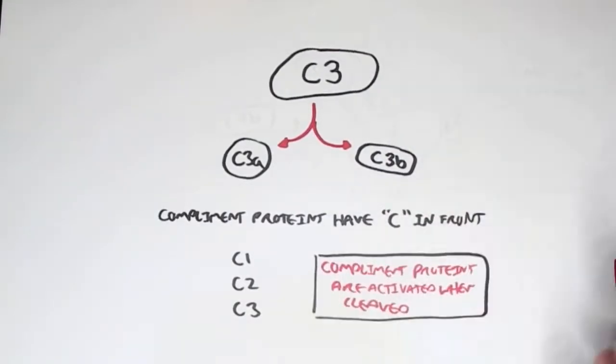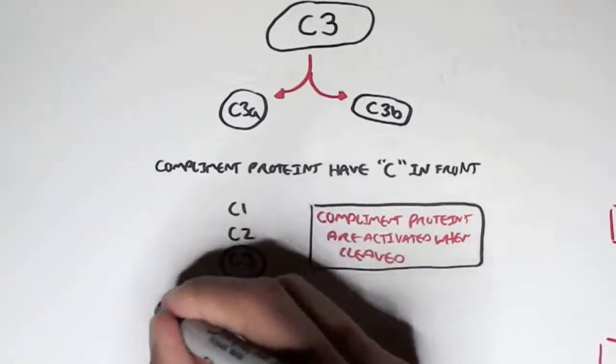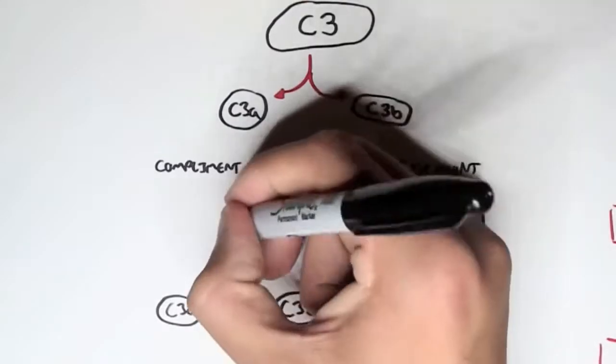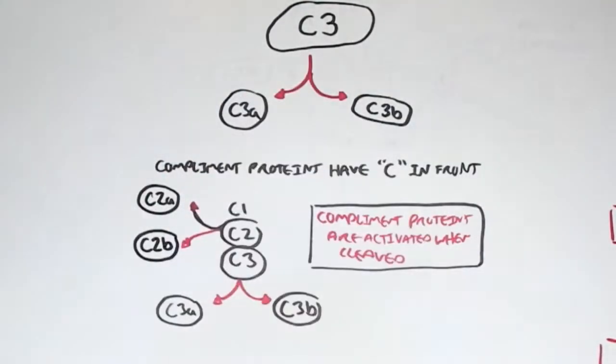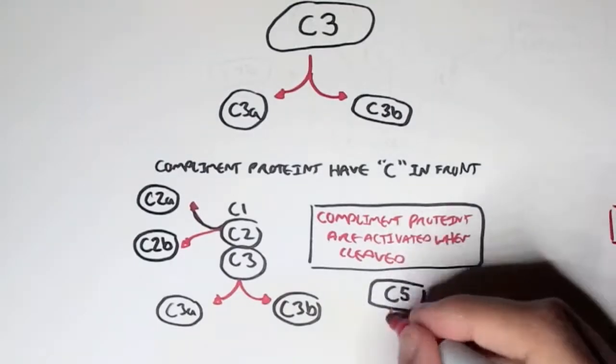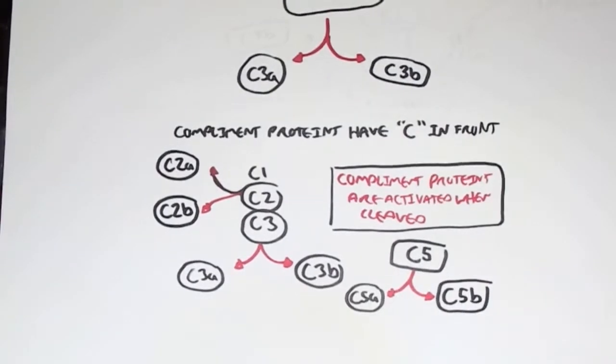Complement proteins also tend to be activated when they are cleaved by something. So for example, when C3 is cleaved to C3a and C3b, these are the activated complement proteins. C2 can become activated to C2a and C2b. C5 is cleaved to the active forms C5a and C5b.